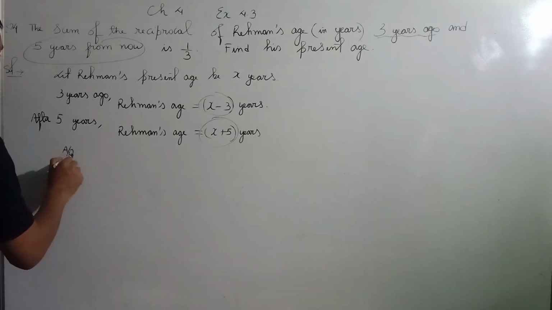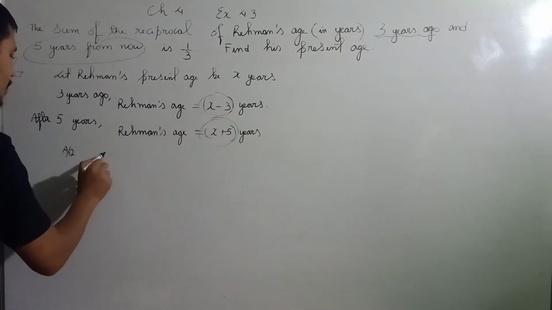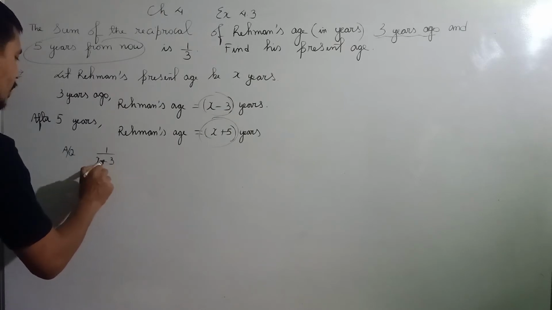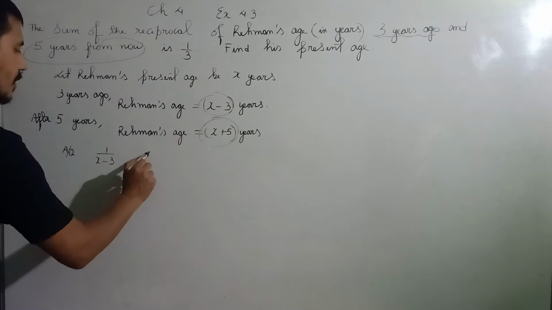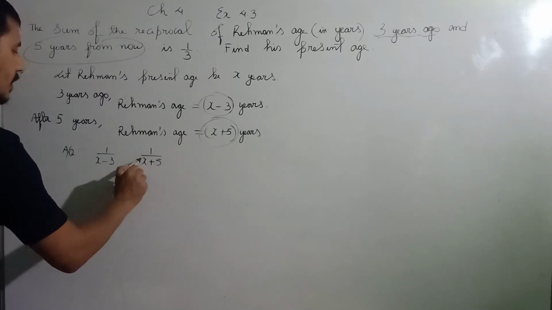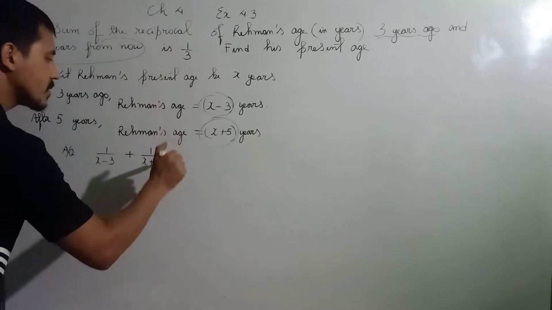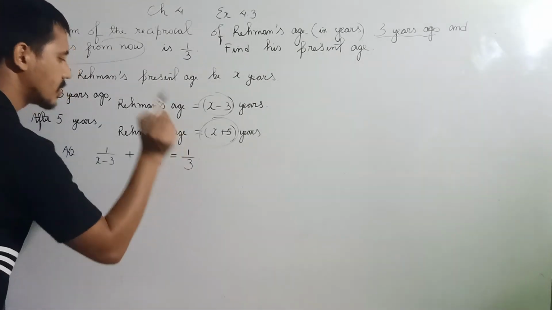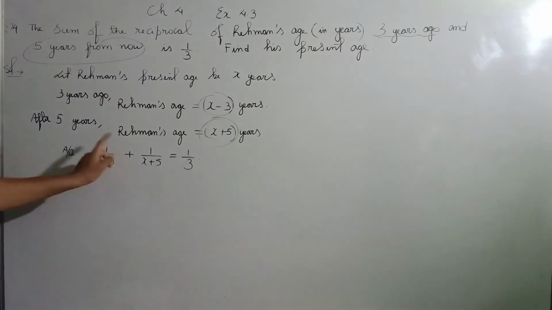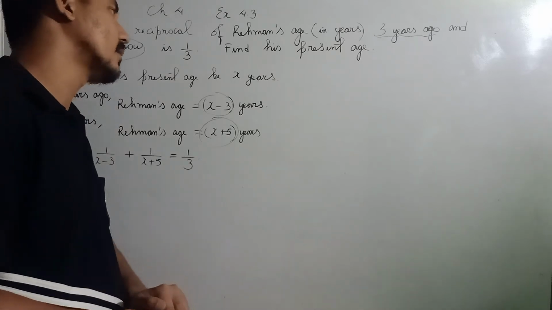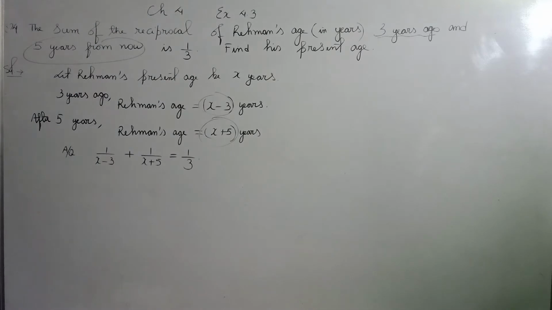So according to the question, reciprocal of X minus 3 will be 1 upon X minus 3. Reciprocal of X plus 5 will be 1 upon X plus 5. Then sum of their reciprocals is equal to 1 upon 3. That's what the question says, okay? Sum of their reciprocals is 1 by 3. This doesn't look like a quadratic equation. So what do we have to do? We have to reduce this equation to quadratic, and hence we can solve it using the quadratic formula or by factorization.